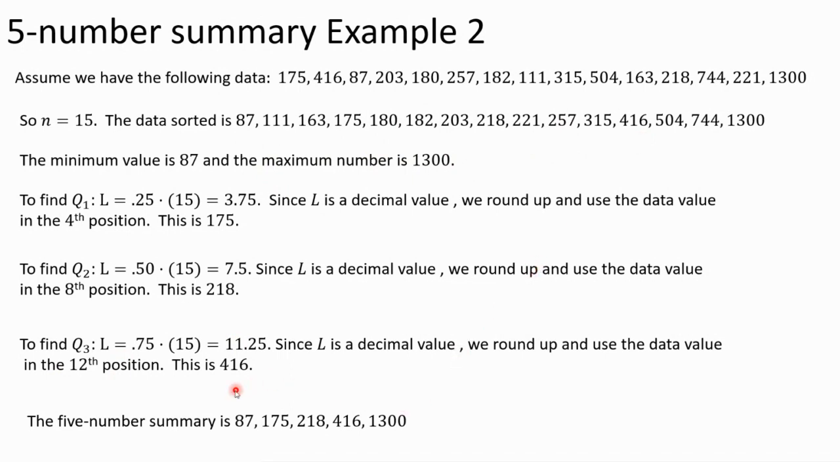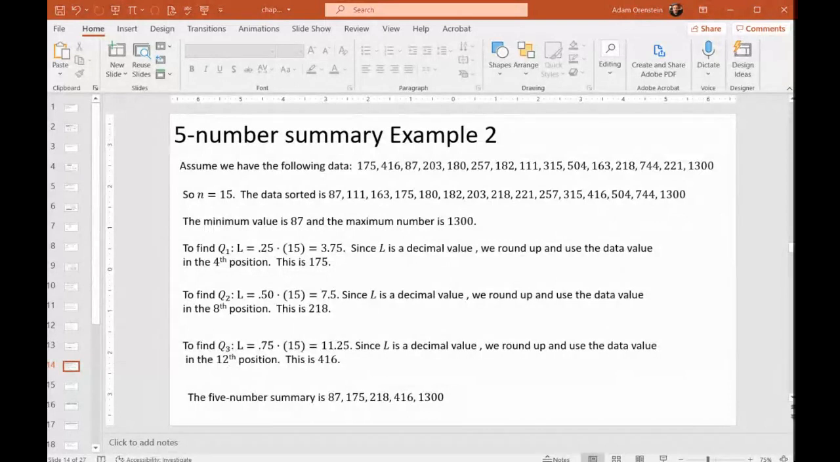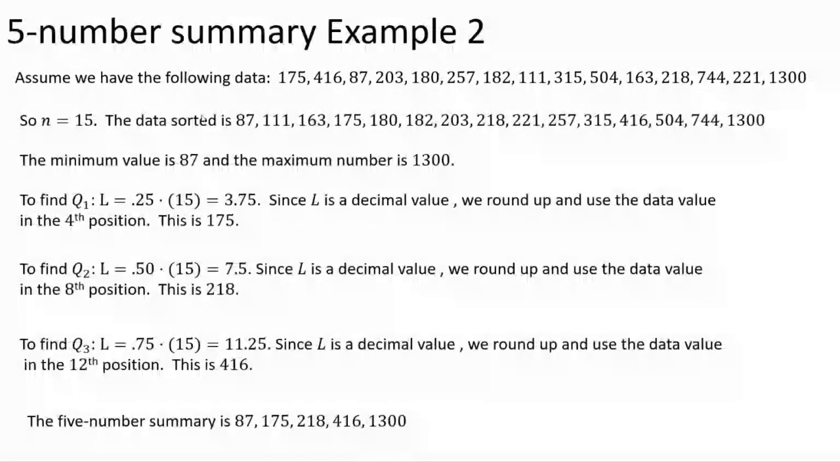That tells us the 5-number summary is this. So here's the 5-number summary. Okay, so that's another example. Are there any questions on that? Okay. In that case, let's keep going.